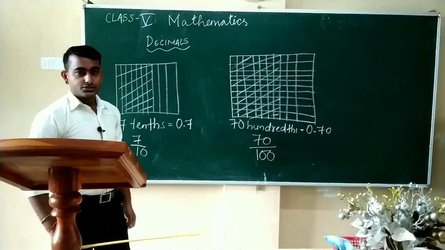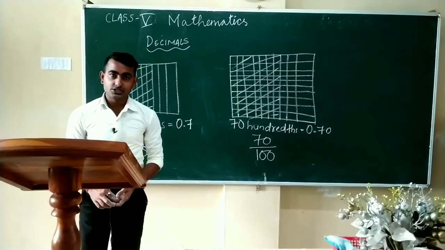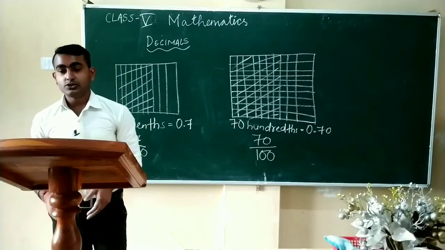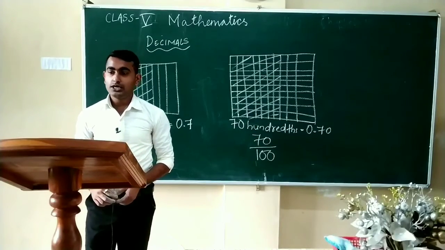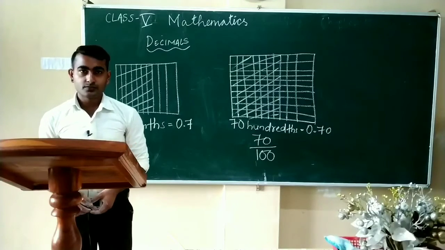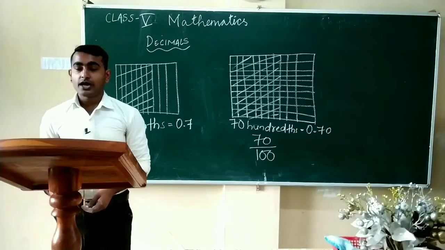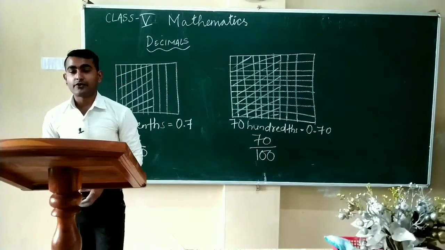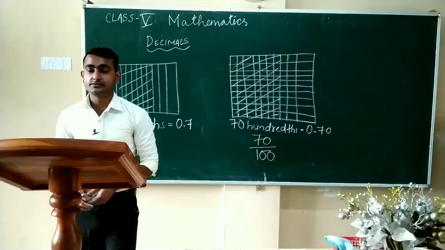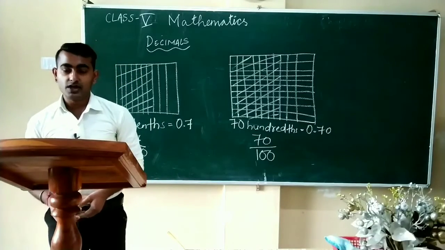Thus, 0.7 equals 0.70 equals 0.700 equals 0.7000, and so on. This shows that writing zeros at the right-hand end of a decimal number does not change its value.